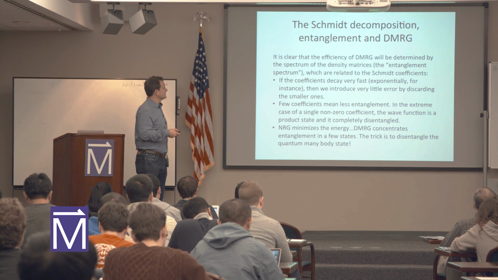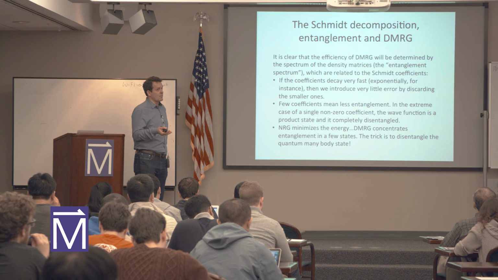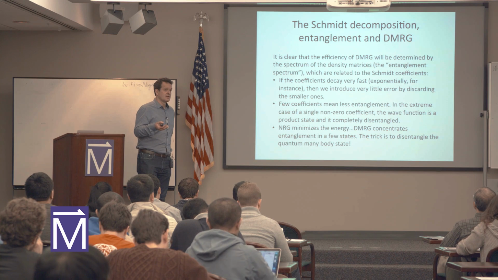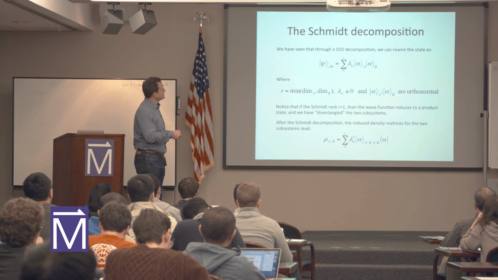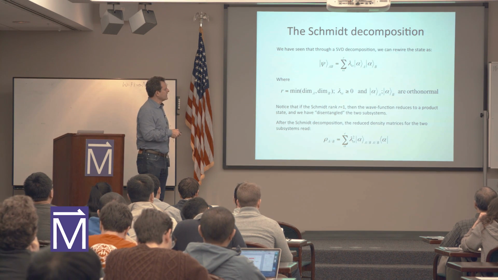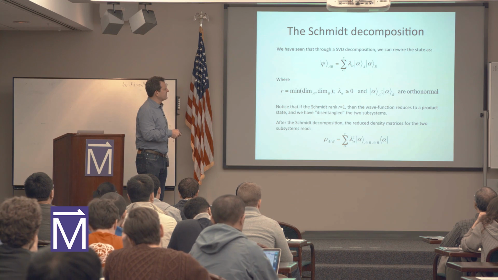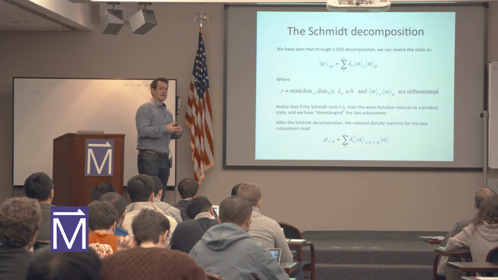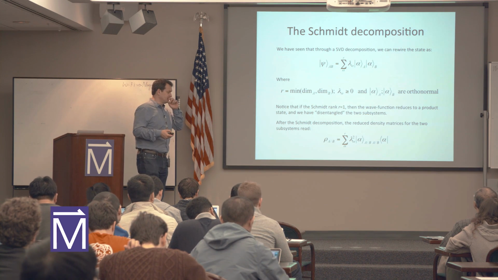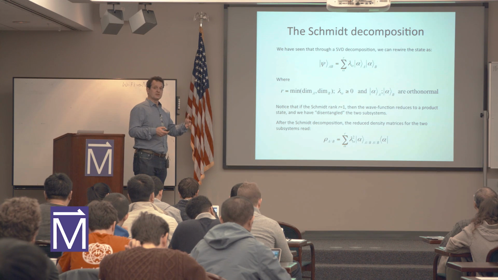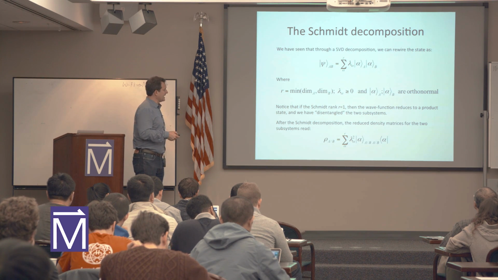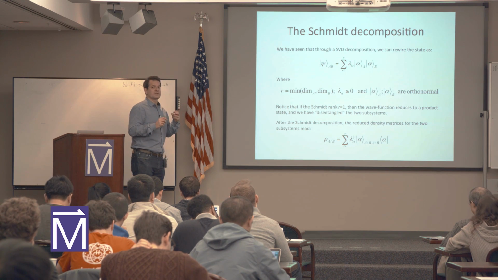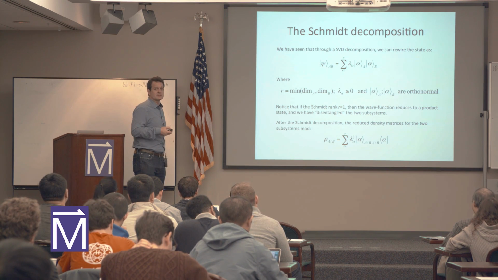Let's look at this decomposition again. When we keep a few of these lambdas, basically what we are doing is transferring entanglement from the original representation into the new representation. And now the entanglement is sort of concentrated or accumulated into a few states, right? That's what's happening, basically.